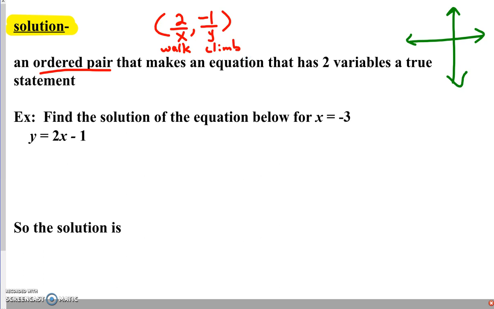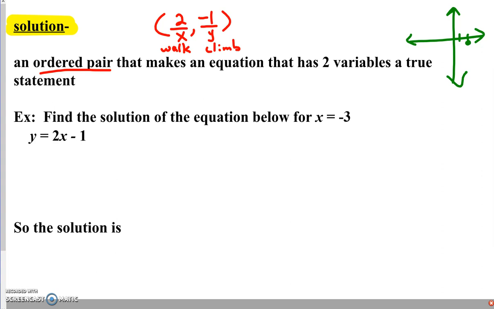the first value is 2. That means walk 2 places from the origin. 1, 2. The second value is -1. That means climb -1. Well, if I climb negative, I go down. So I would put a dot right there. Okay, so an ordered pair, two values, an x value and a y value.